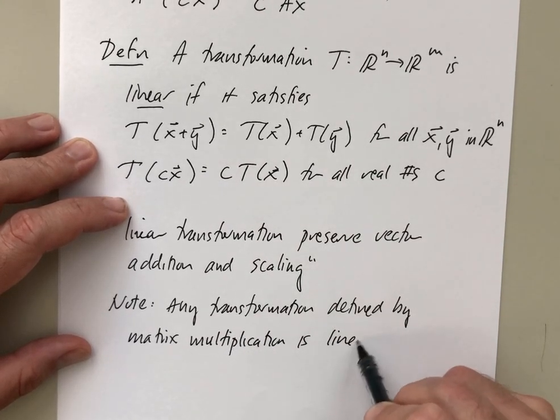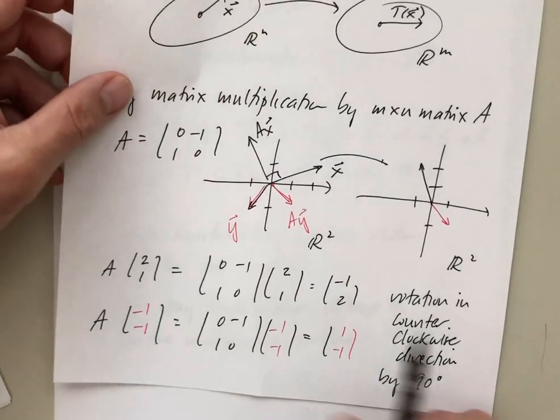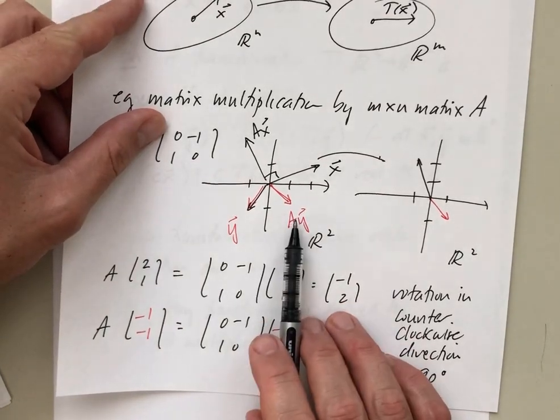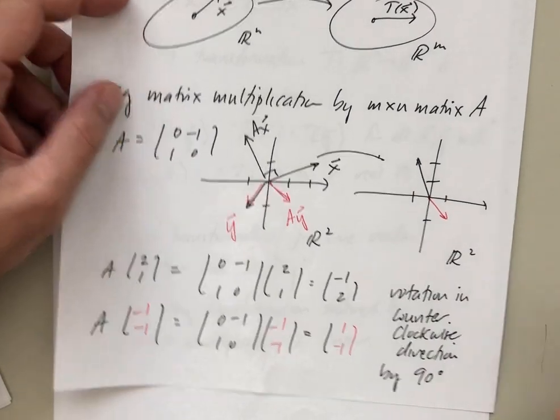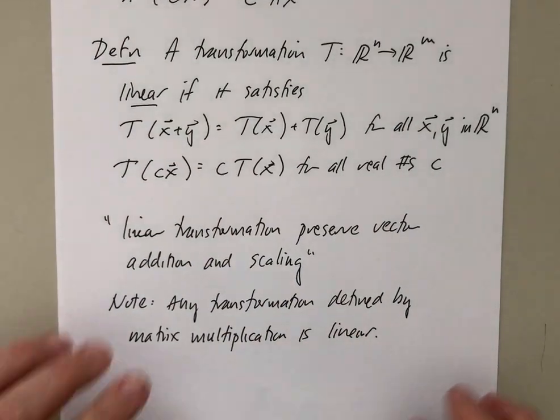So for instance, this one that we did with the rotation by 90 degrees turns out to be a linear transformation. If you take the sum of two vectors and then rotate it, it'll be the same as rotating each vector and then adding what you get. You can maybe play around with that and check that it works.